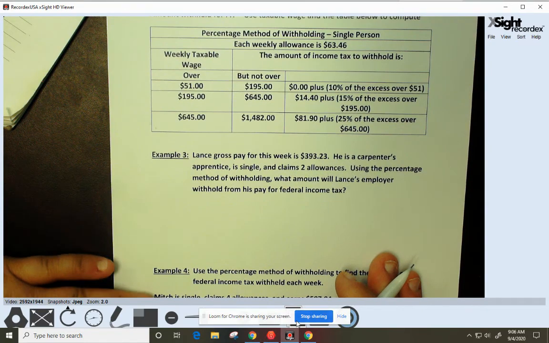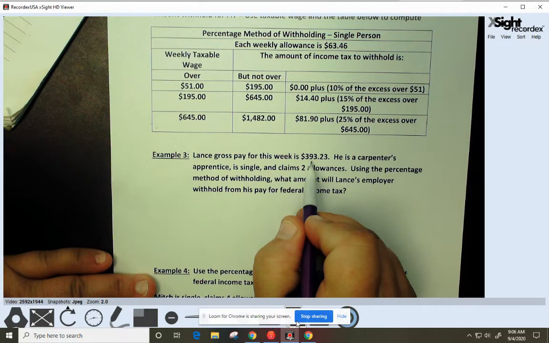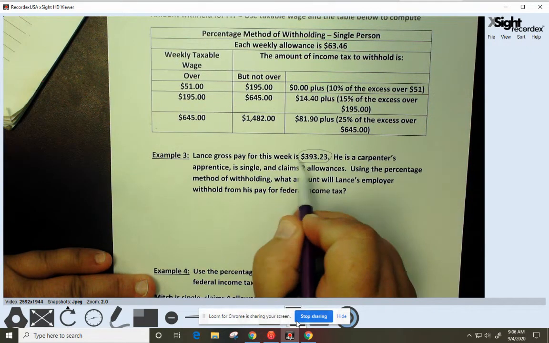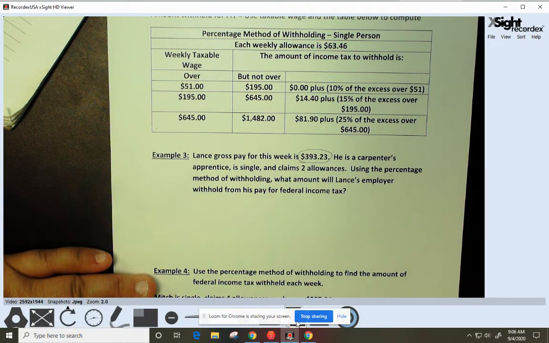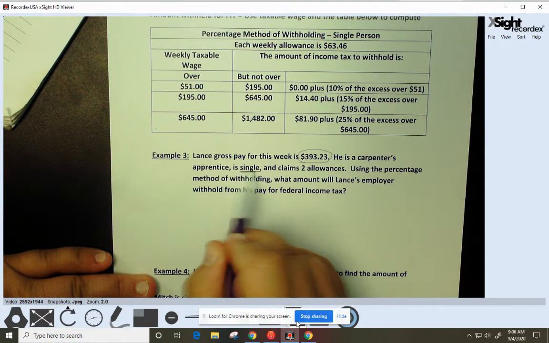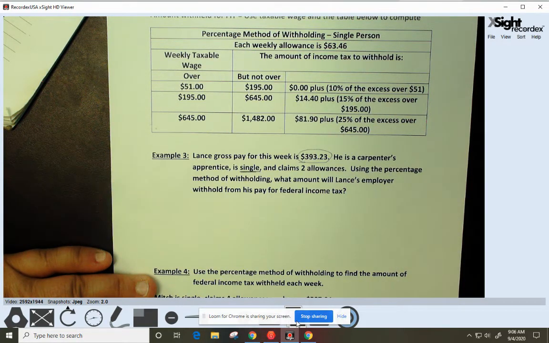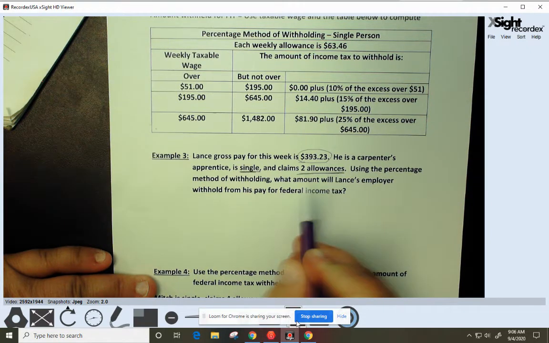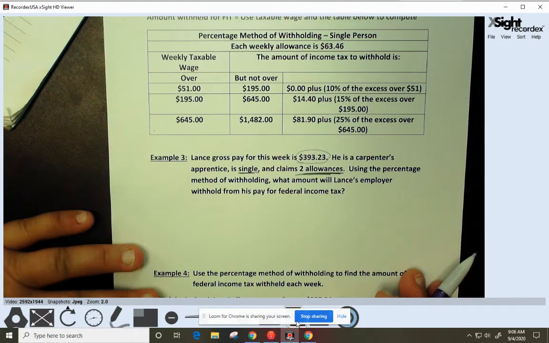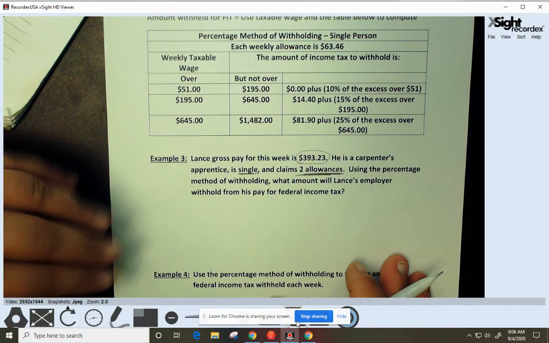So on the first one, it says Lance is going to get a gross pay of this much per week. Okay, so that's important. He's a carpenter apprentice. He's single. Now, the thing about this percentage table is you have to be single to be able to use it. They've got two allowances, and they're going to use that percentage method to figure out how much income tax. So this is basically a 2 or 3 step problem.